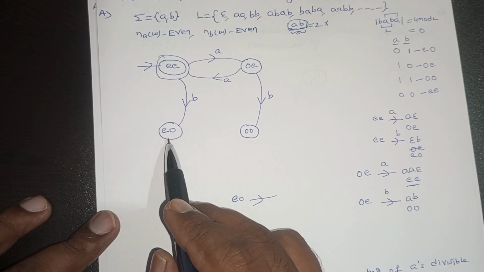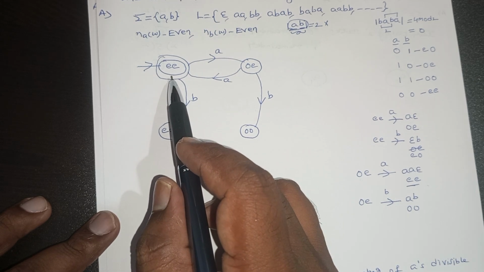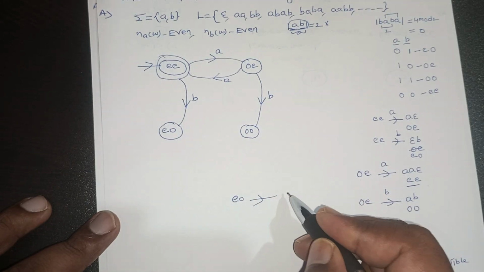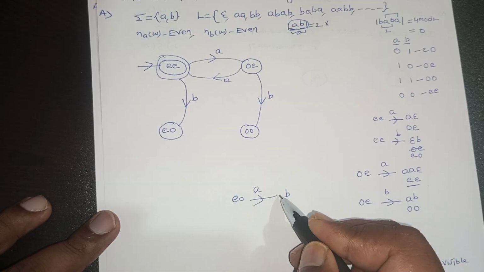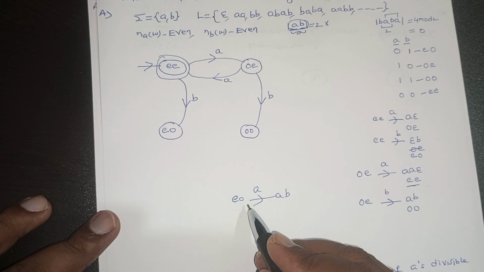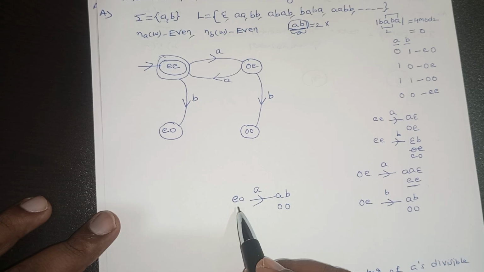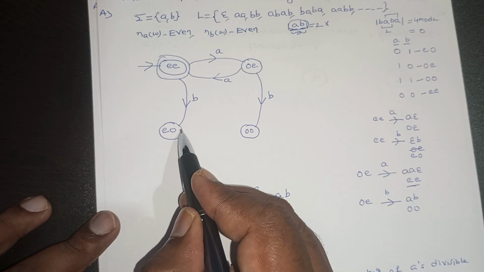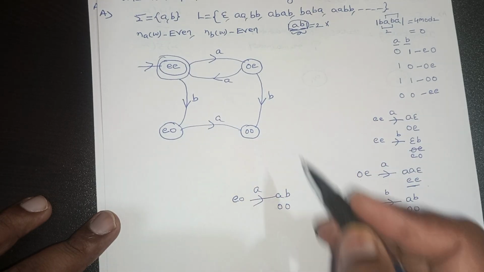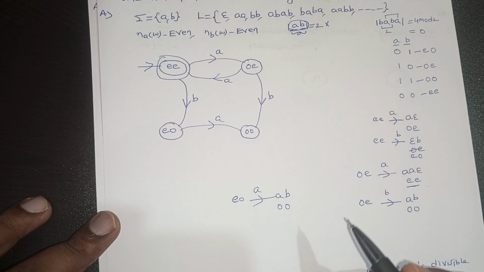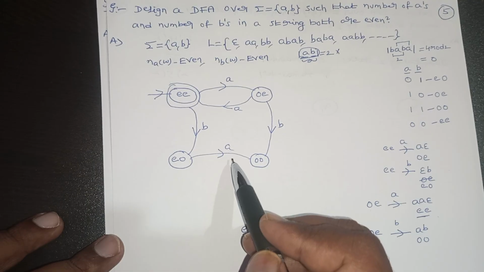Now how do I reach EO from the start state? What is the path? B. First write B here. Now when I see A, you write A here. So what is EO on A? Odd number of A's, odd number of B's. EO on A, I am going to the state with odd number of A's, odd number of B's. So EO on A is over.